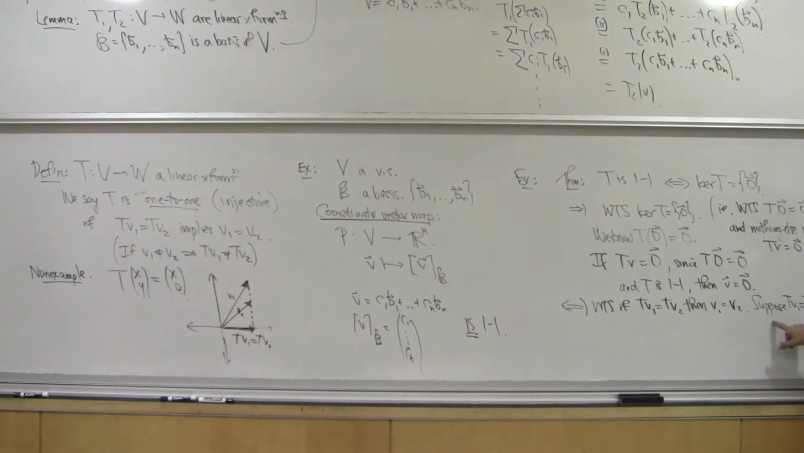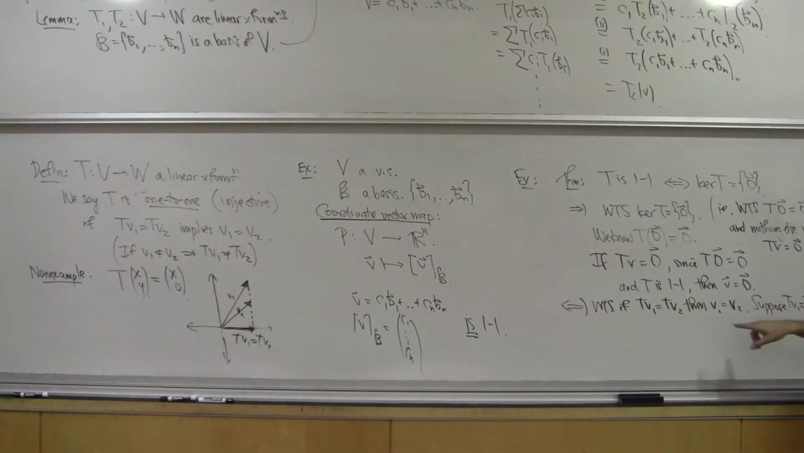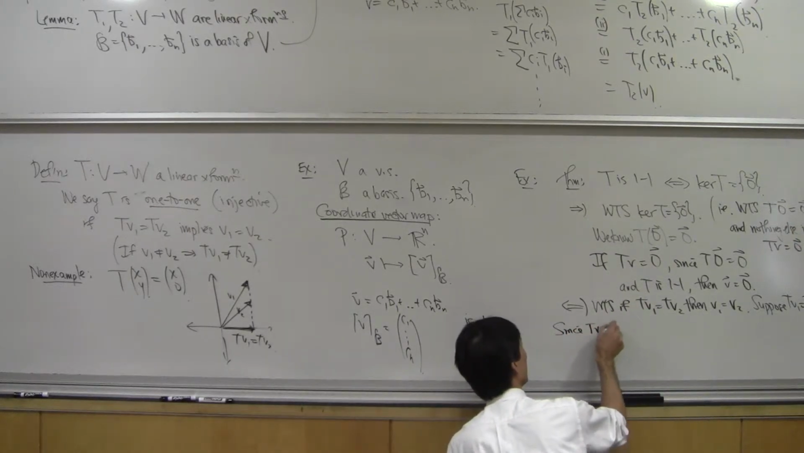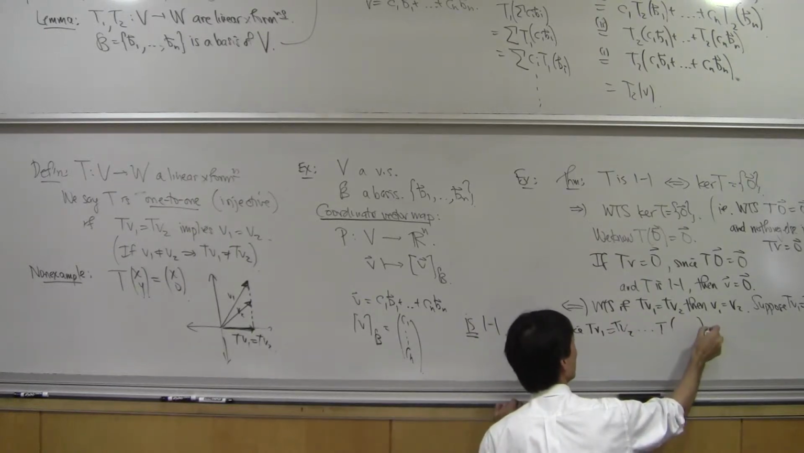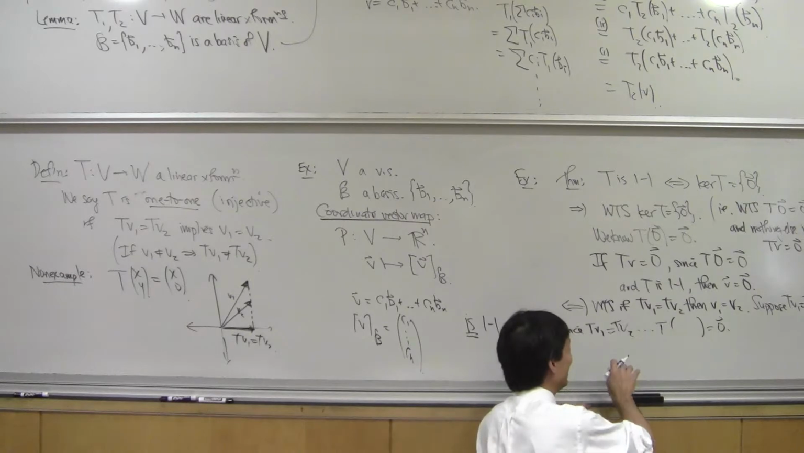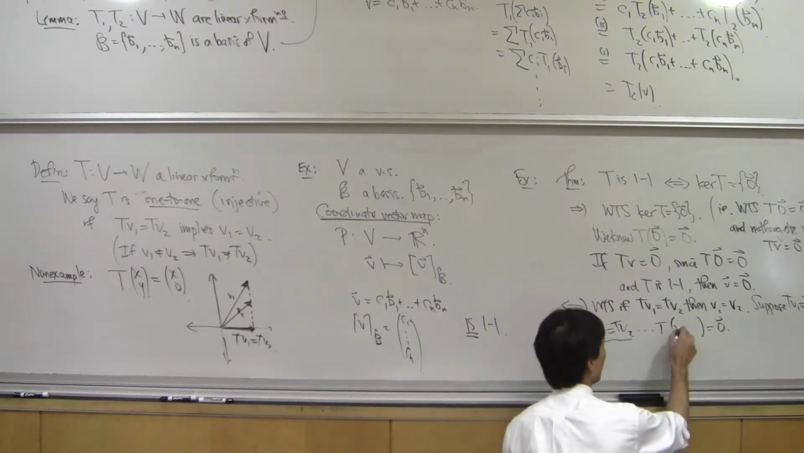So we have only one fact that we can use, that the only thing that's sent to 0 is 0. How do we use this fact about 0 to say something about T of v1, to combine with T of v1 equals T of v2? Can you make something that's sent to 0 out of this? Can you say T of something is 0? Well, T of 0 is 0, but that's boring. T of v1 minus v2. Yeah, T of v1 minus v2 equals 0.